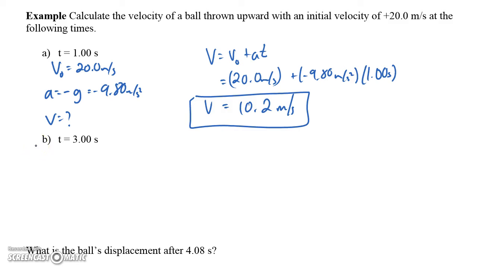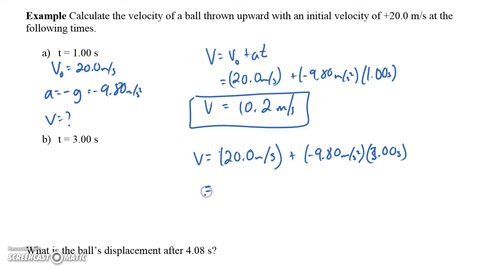Now, I'm not going to rewrite our givens because they're exactly the same for part B. Let's just jump into our equation and calculate it and see what's different between these 2. Everything is the same, except we're no longer 1 second in, we are 3 seconds in. You plug this into your calculator, and you should come up to negative 9.4 meters per second.